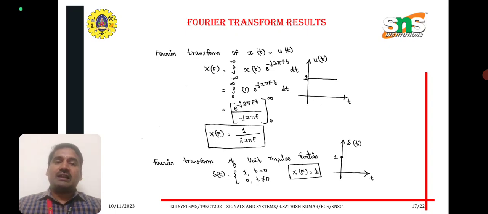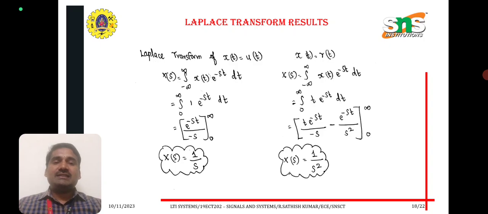Next one, Fourier transform of the unit impulse function. Whichever transform we take for the unit impulse function, be it Fourier transform, Laplace transform or Z transform, the output will be 1. Next is your Laplace transform of x of t is equal to u of t.